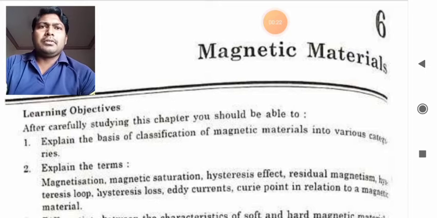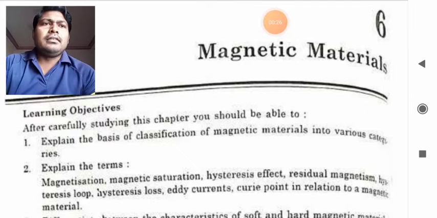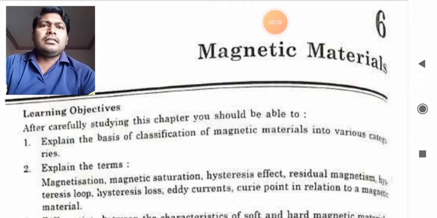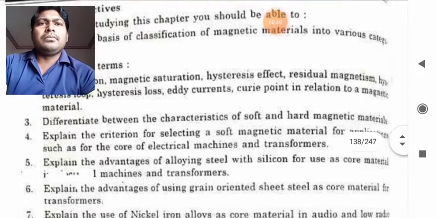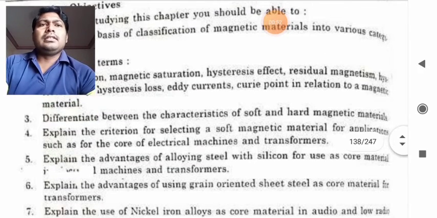we will be able to explain the basis of classification of magnetic materials into various categories. We will also be able to explain the terms magnetization, magnetic saturation, hysteresis effect, residual magnetism, hysteresis loop, hysteresis losses, eddy currents, Curie point in relation to magnetic materials. We can also differentiate the characteristics of soft and hard magnetic material.